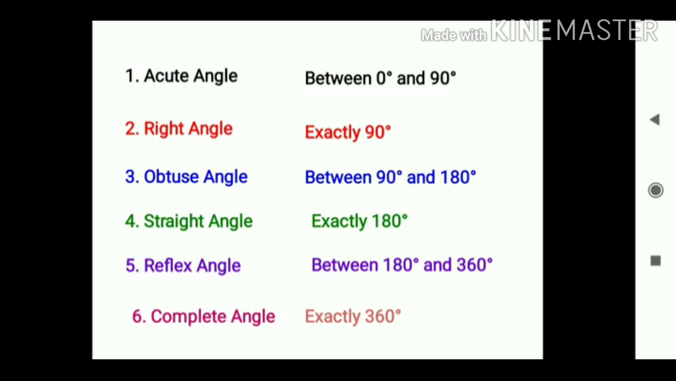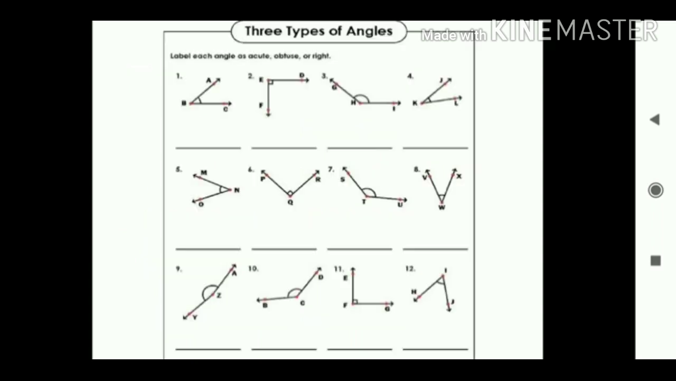Now we have some homework for you. Let us classify only three types of angles. Label each angle as acute, obtuse or right. The space between two arms of the angle is marked by an arc. You have to identify them by looking at them, or even you can measure with a protractor. So complete this. Write the name of the different angles, whether it is acute, obtuse or right, and after that send it in the group. That will be your homework.